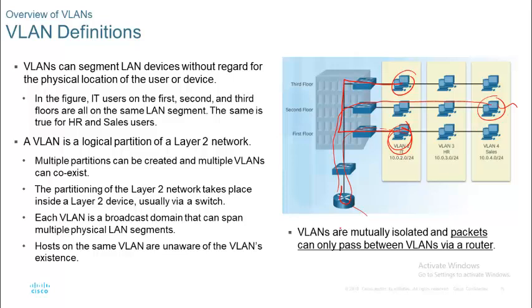So what is VLAN? VLANs are mutually isolated and packets can only pass between VLANs via router. But this is not the definition of VLAN. VLAN is creating multiple partitions in one physical switch. VLAN is a logical partition of layer 2 network. VLAN is a logical switch. The partition of layer 2 network takes place inside the layer 2 device, which is called switch.